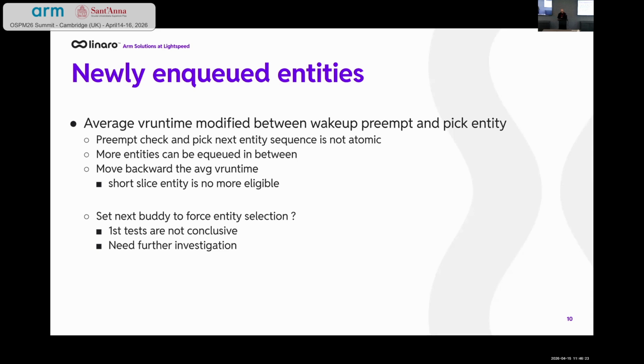In 1 microsecond or even less, you go from eligible to not eligible anymore. So I have tried to play with the next buddy to force the entity: if I have been the one that set the need resched, why not set me as the next buddy, because I'm the one that should run? The first results that I have are not really conclusive, so for now I haven't pushed. Maybe I'm doing something wrong. But even next buddy, we check eligibility.